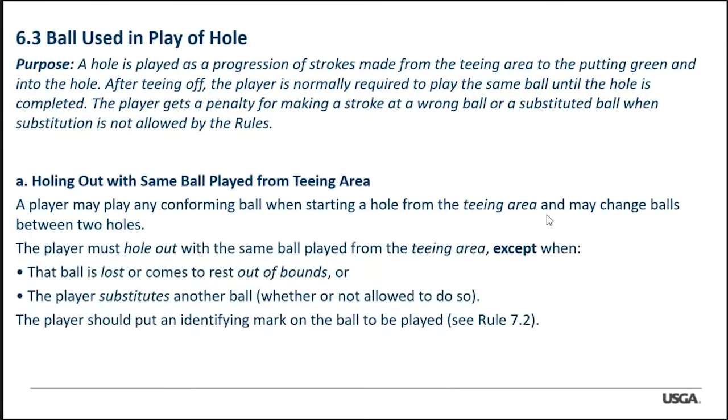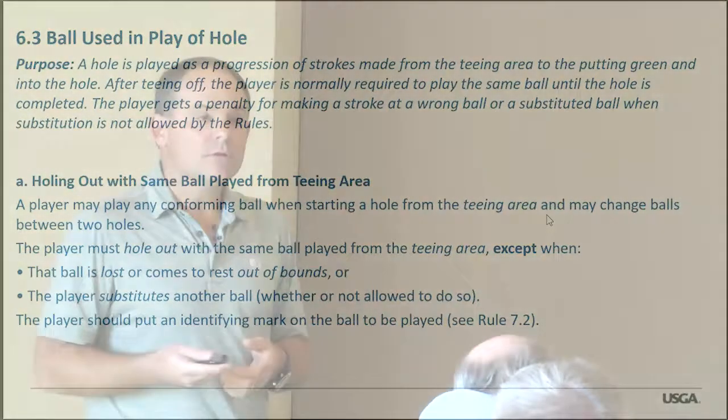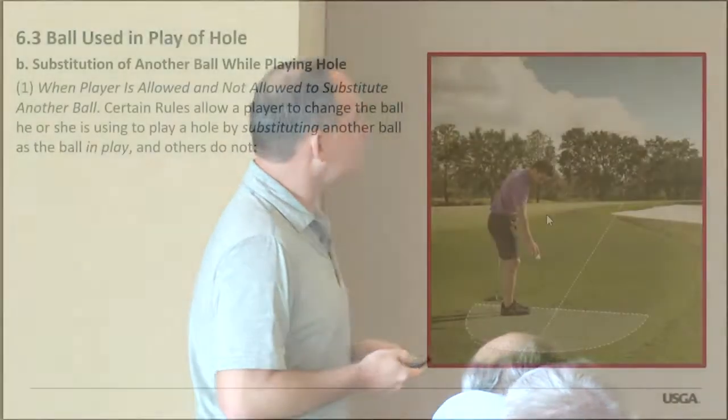The player must hold out with the same ball played from the teeing area, except when it becomes lost. The rules aren't going to penalize you more for substituting a ball when it's lost, or the player substitutes another ball, whether you're allowed to or not. Okay, so you're still going to get a penalty if you're not allowed to, but not under this rule. You're going to get a penalty somewhere else. But that ball is in play, even if you're not allowed to do it. The player should put an identifying mark on the ball to be played. There's a should. You don't have to put a mark on your ball, but you should.